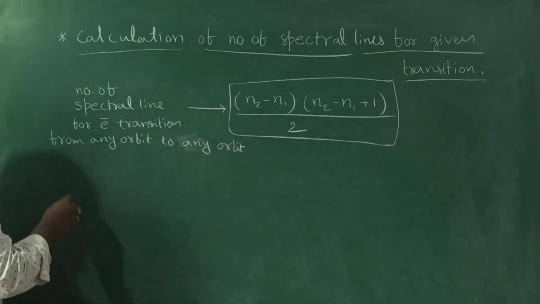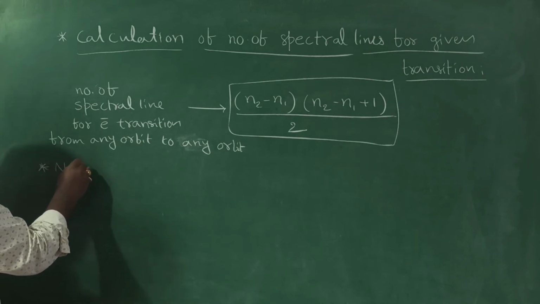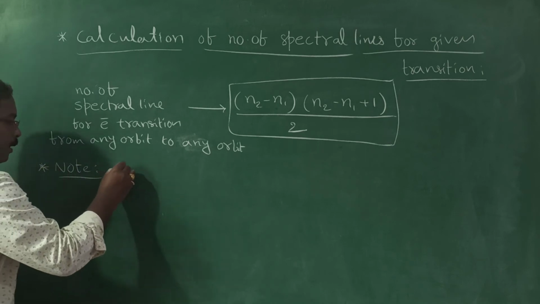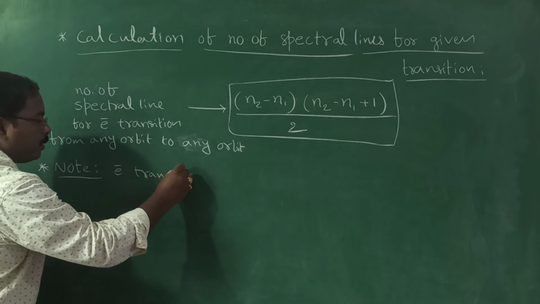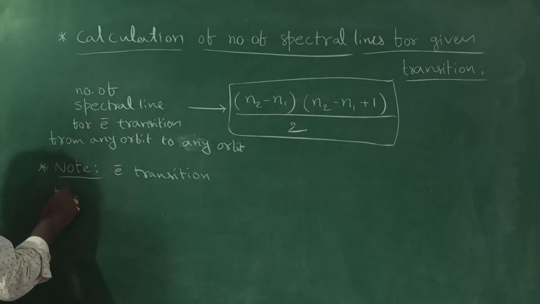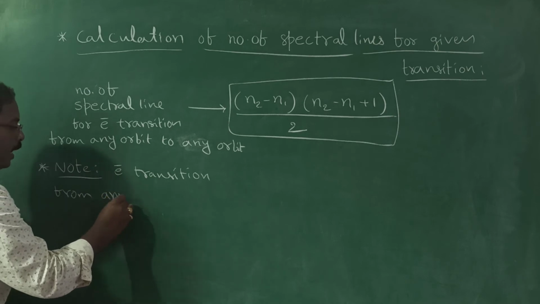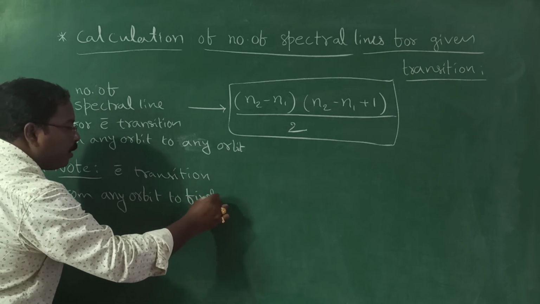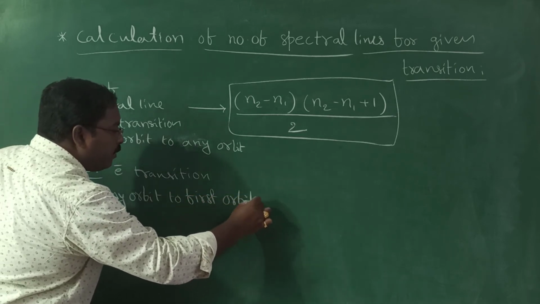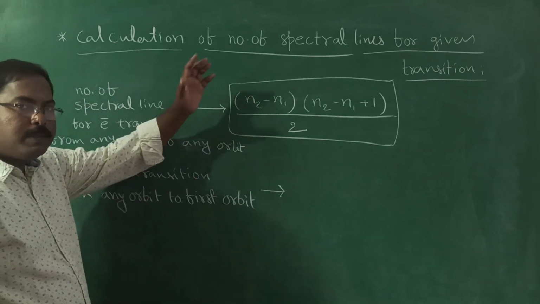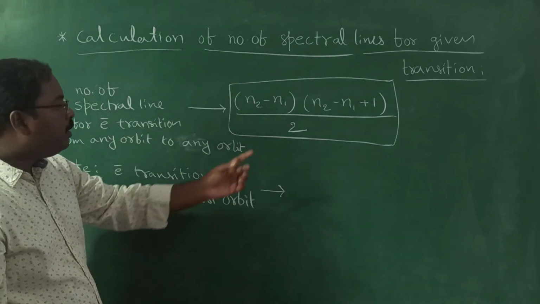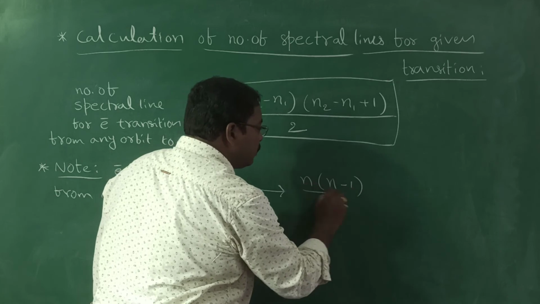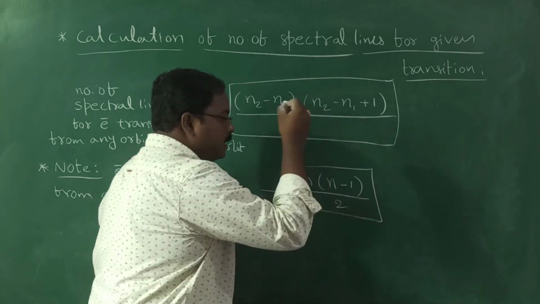Okay. Now I am going to give another simple formula. You are going to apply this formula when the electron transition is from any orbit to the first orbit. Okay. In the examination, if they give that the electron is jumping from some orbit to the first orbit, then instead of this formula, you can simply use n into (n minus 1) by 2. This is the number of spectral lines. Okay?